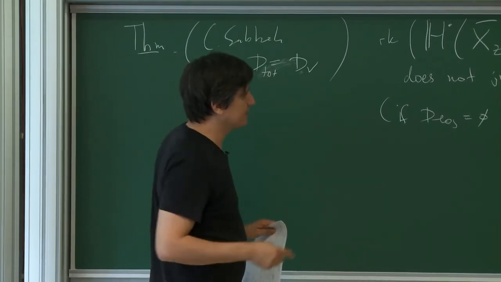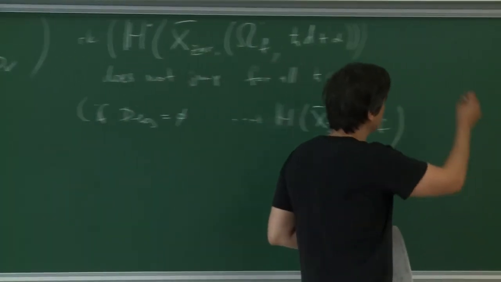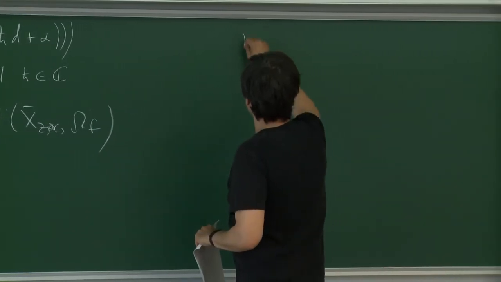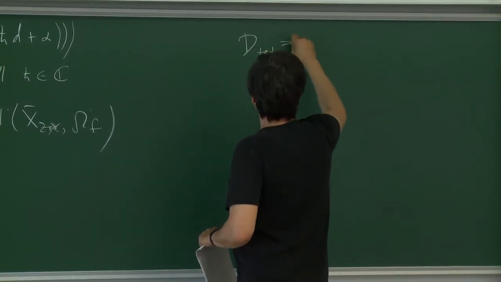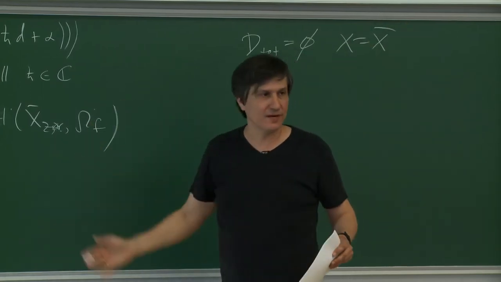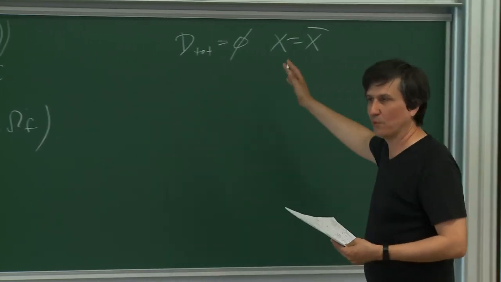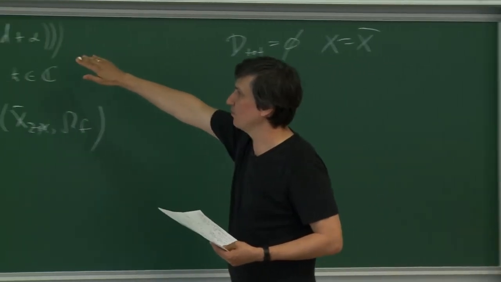Maybe I will explain in some simple case what the main idea is. Let's consider the really simplest case when D total is empty. X equals X bar. You have just a closed variety and a closed holomorphic one-form. Why is it that the rank of cohomology doesn't jump?